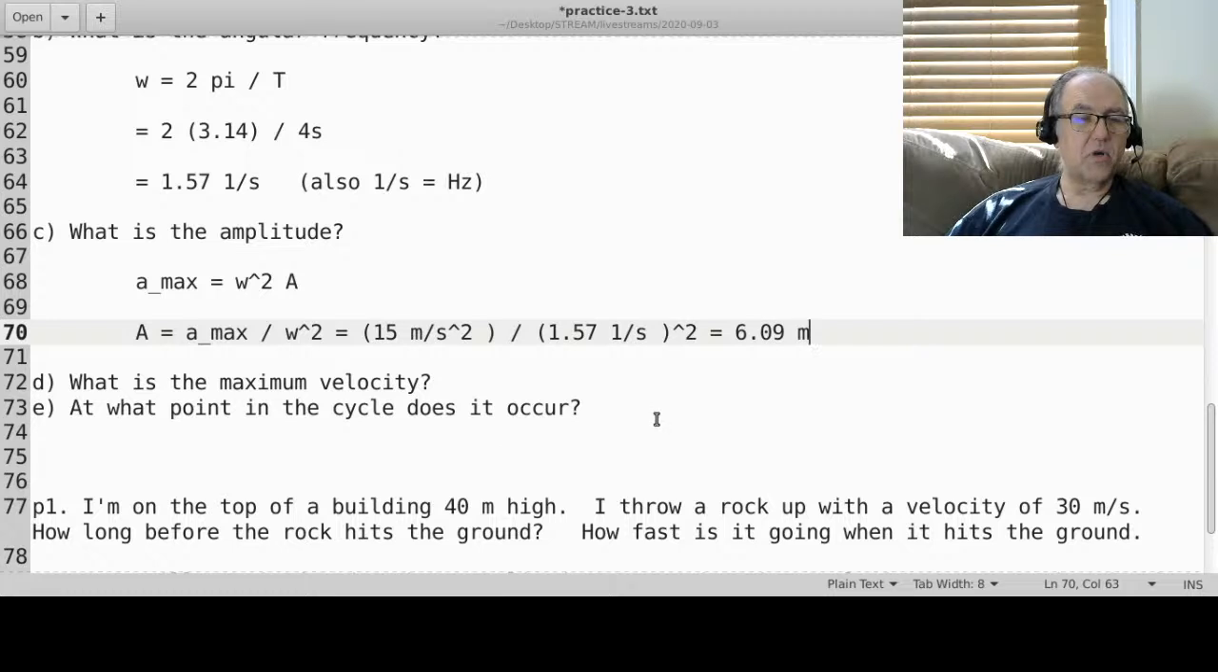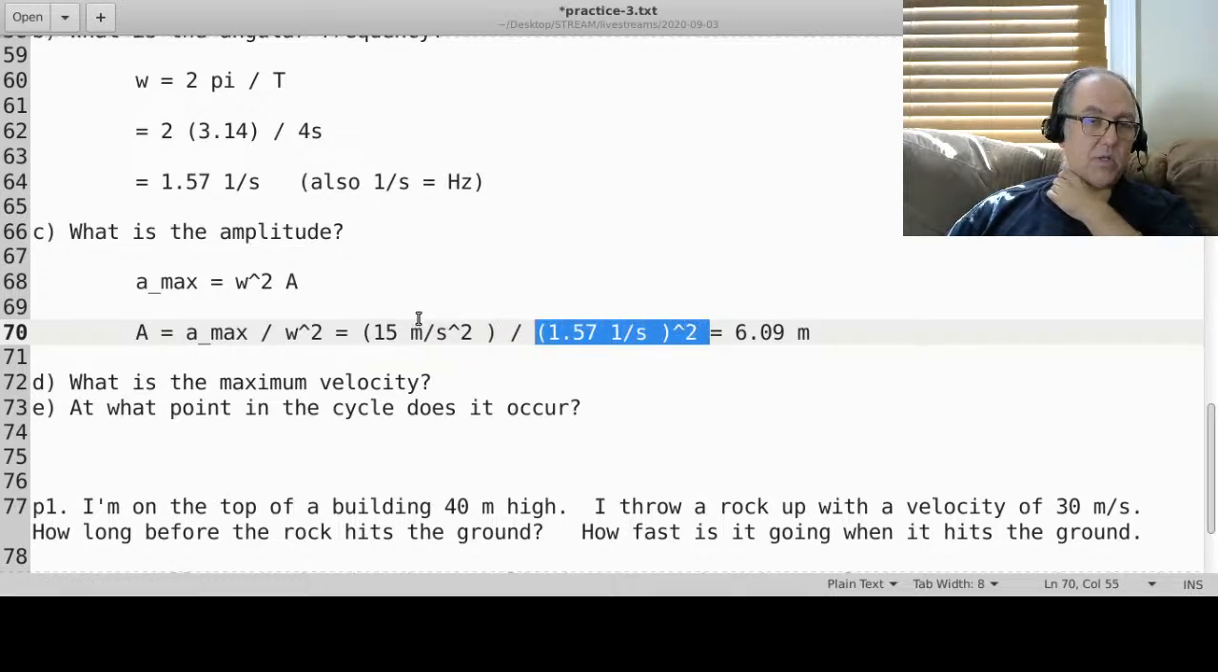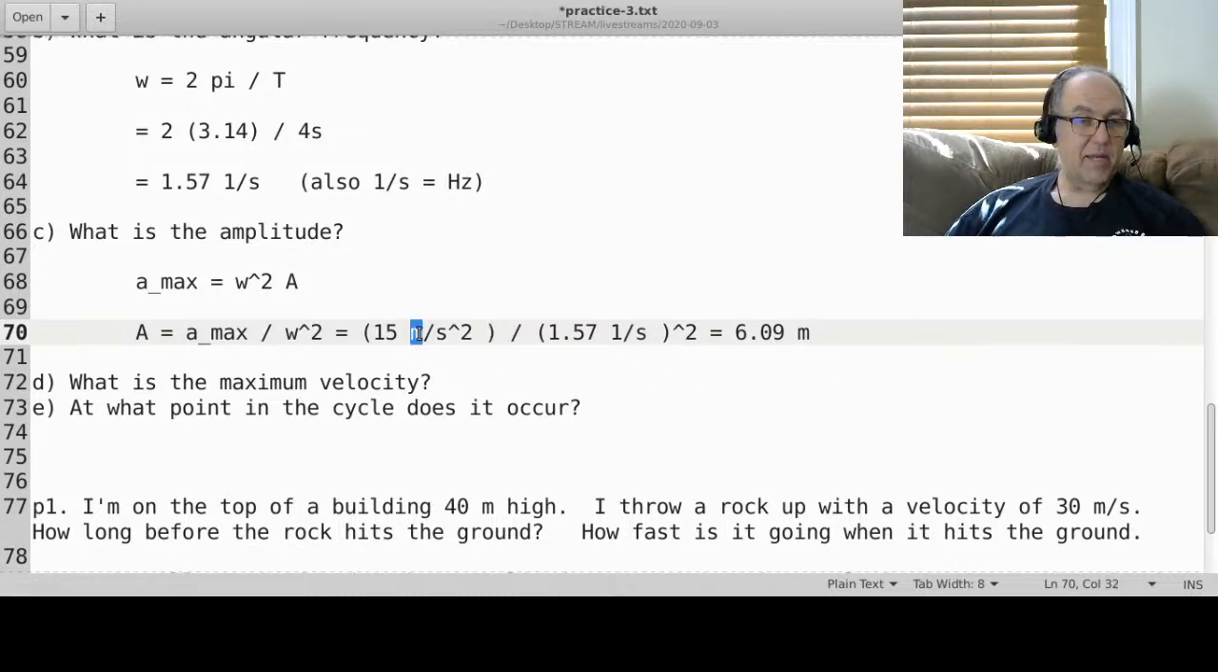Now if you take a look at this, you go, well, how does that give you meters? Well, notice this whole thing is in the numerator, and this whole thing is in the denominator. So in the numerator, we have a per second squared here, and there's a per second squared there. And in the denominator, we have a per second, but that's also going to be squared. So we have a per second squared divided by a per second squared. The seconds drop out, and all that's left are the meters.